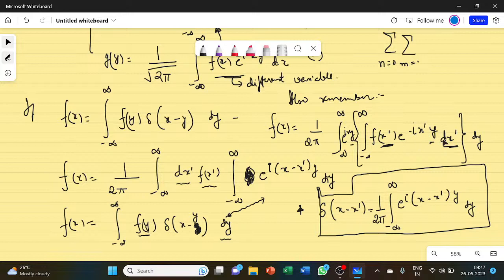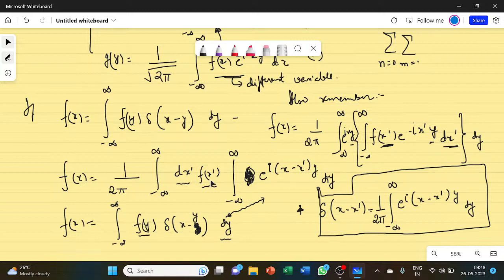So for example, f x dash dx dash. This is one of the integrations which is running from minus infinity to infinity. Another integration is running over y. So what I have done, I have simply written it as dx dash f x dash, minus infinity to infinity e to the power iota x minus x dash y dy.